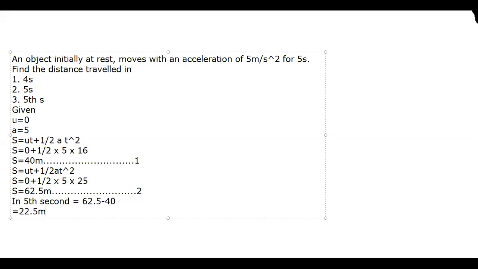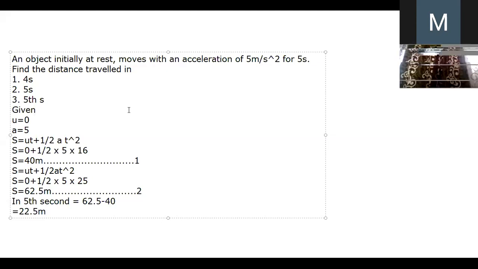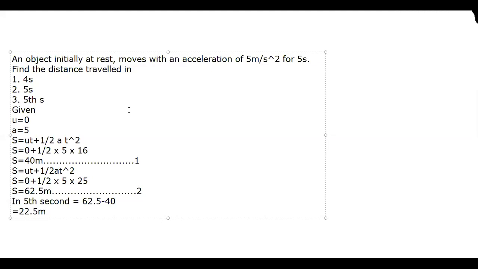How do we get 22.5? Because it is the distance traveled in the 5th second. So sir, in the 5th second, that time interval of 1 second, how much is the distance traveled? You find after 4 seconds it was 40 and after 5 seconds it was 62.5. So the distance traveled in 5 seconds minus distance traveled in 4 seconds, the answer is 22.5 meters. That's the distance covered in the 5th second of the journey.